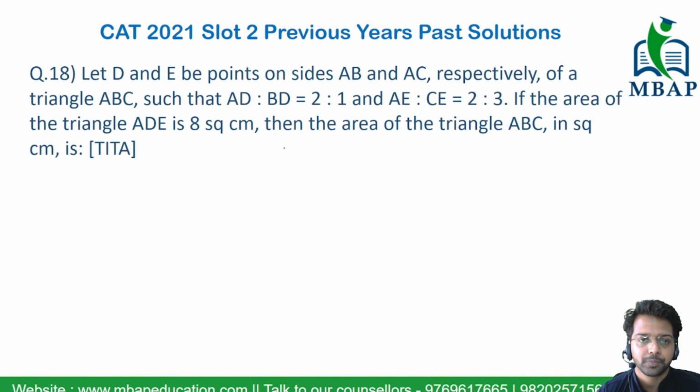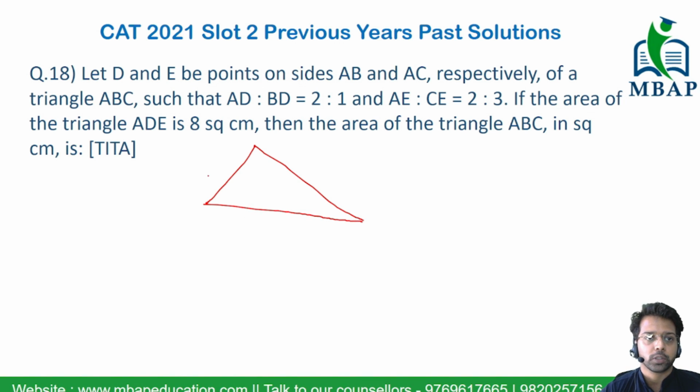Okay, let's try to make this diagram first, or let's say triangle first, and then we have to solve this question. Let's name this as A, B and C. Now it says D and E are the points on AB and AC respectively. Let's take D to be a point here, and E to be a point somewhere here.